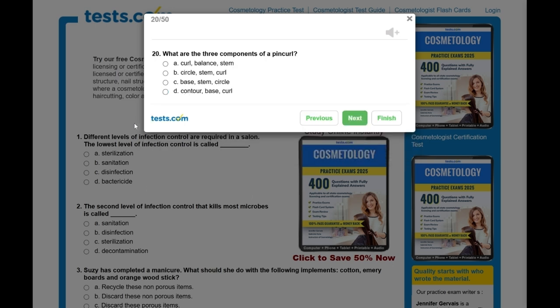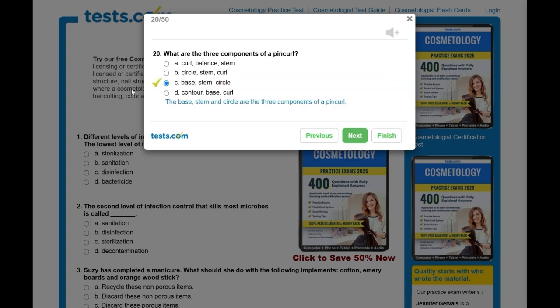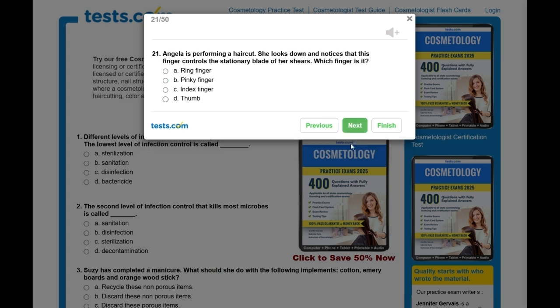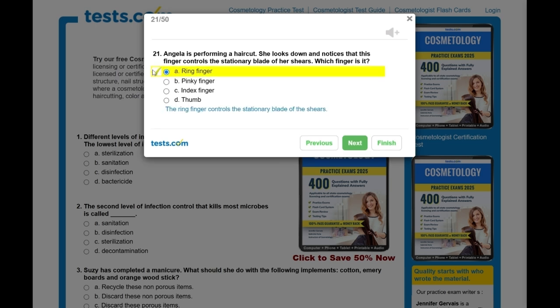Question 20. What are the three components of a pin curl? A. Curl, balance, stem. B. Circle, stem, curl. C. Base, stem, circle. D. Contour, base, curl. C. Base, stem, circle. The base, stem, and circle are the three components of a pin curl. Question 21. Angela is performing a haircut. She looks down and notices that this finger controls the stationary blade of her shears. Which finger is it? A. Ring finger. B. Pinky finger. C. Index finger. D. Thumb. A. Ring finger. The ring finger controls the stationary blade of the shears.